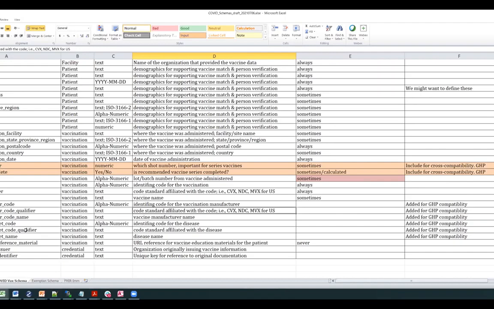It's in an EMR, an electronic medical record. Maybe, if we're lucky, it's in FHIR, but probably not yet. And then it has to be translated to this.